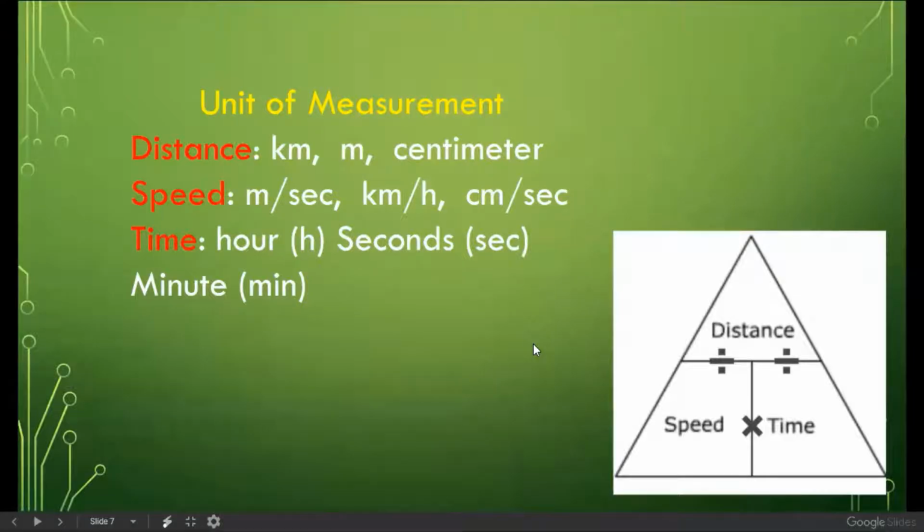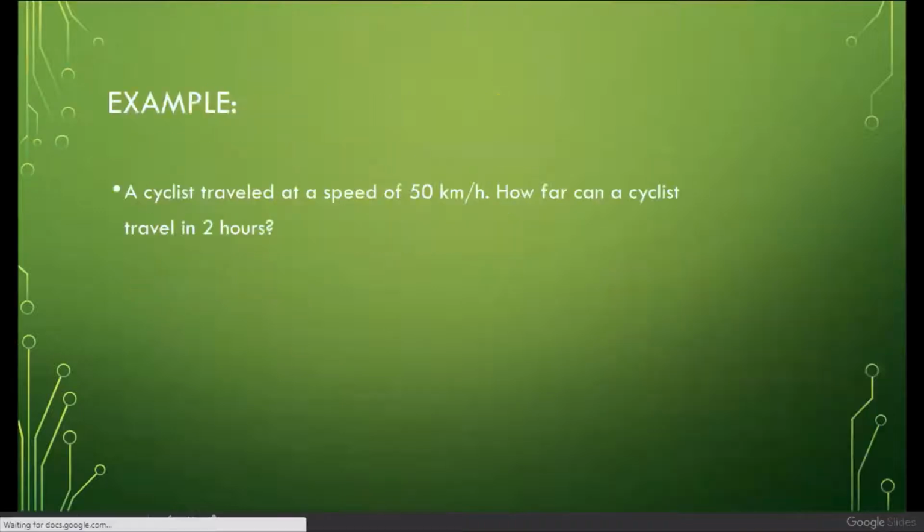Just identify the different units of measurement. For the distance, we have kilometer, meter, centimeter. For the speed, we have meter per second, kilometer per hour, and centimeter per second. For time, we have hour, seconds, and minute. By the way, for today, we are going to review our lesson about distance, speed, and time.